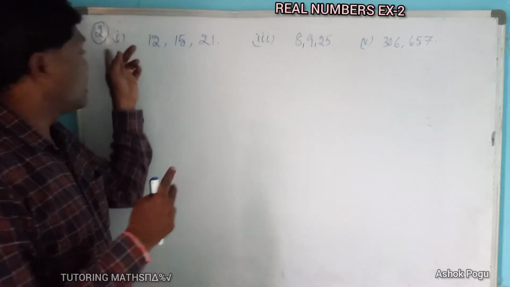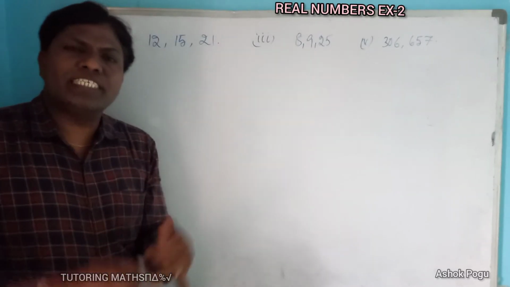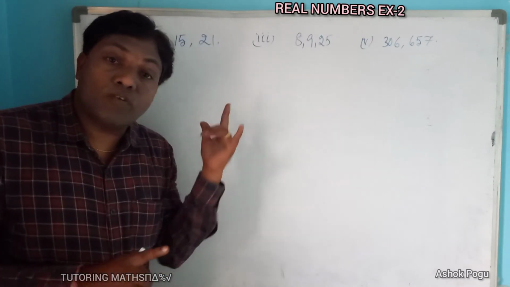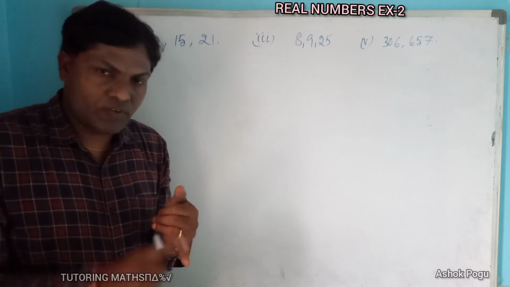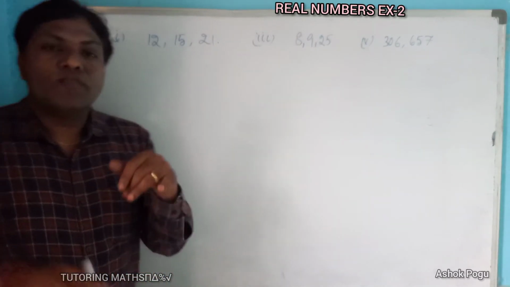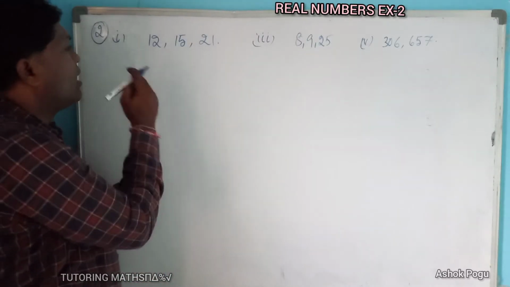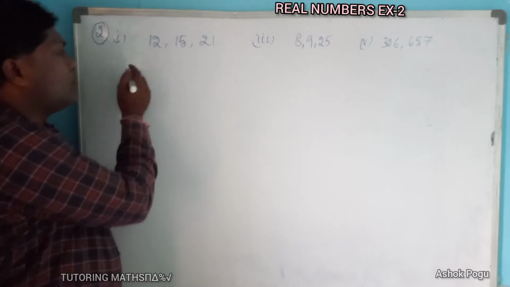Now let us see the next bit, that is second exercise, second bit. We have to find LCM and HCF. In the very first bit, we solved the problems and found only HCF, but in this bit we have to find LCM and also HCF. Let us see how we find HCF and first LCM.